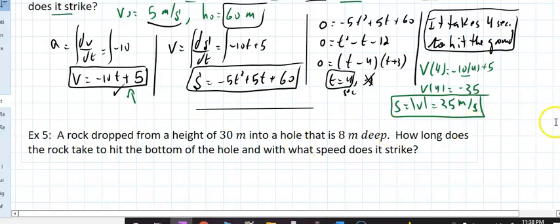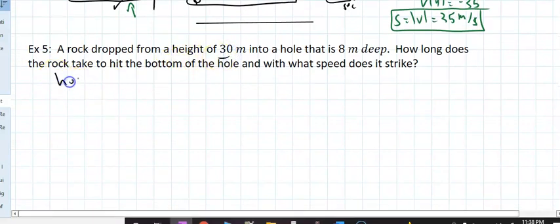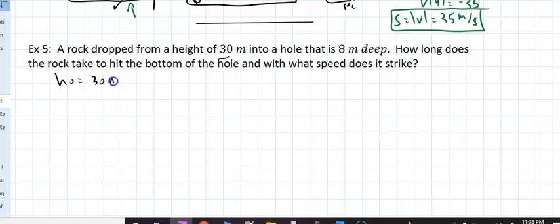And here's another problem. A rock is dropped from a height of 30 meters, that's the initial height, into a hole that's 8 meters deep. Okay, I'll get to that in a minute. How long does the rock take to hit the bottom of the hole? Not the ground, of the hole. And with what speed? Okay, so a rock is dropped, it wasn't tossed. The initial velocity is 0 because you just dropped it.